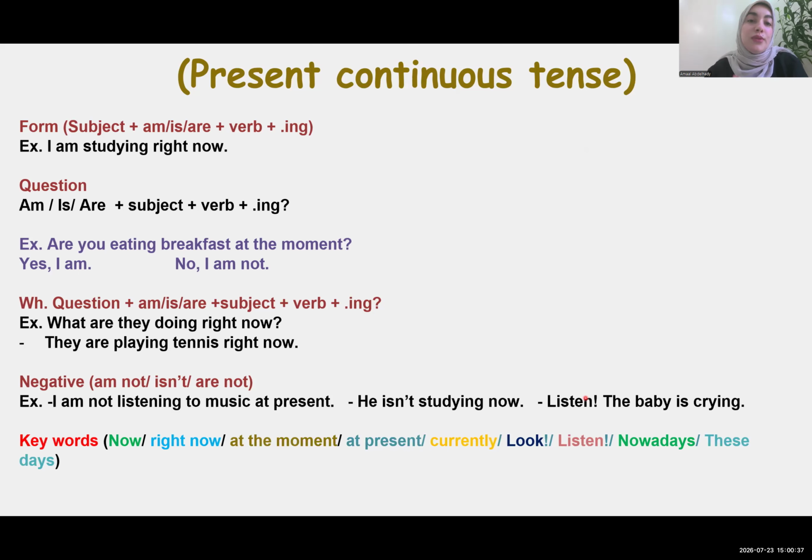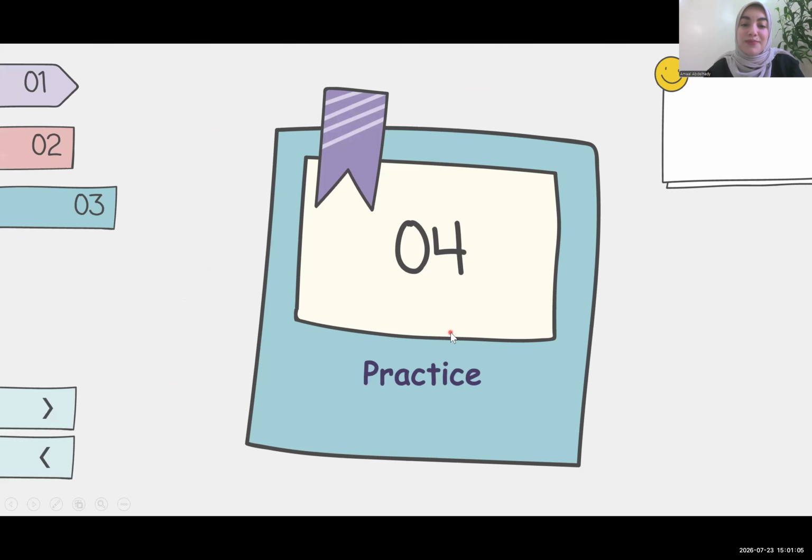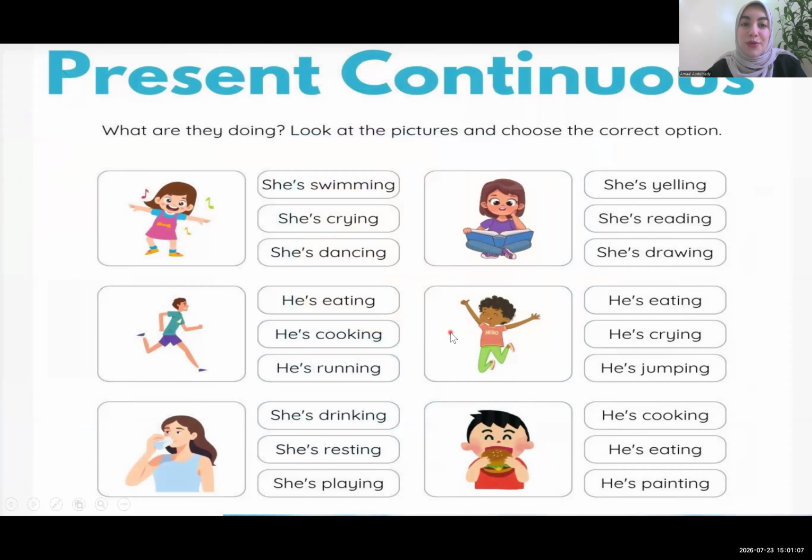Now let's move to this important part. What are the keywords of this rule or this action? When we see these words, we know that this sentence is in the present continuous tense. For example, now, right now, at the moment, at present, currently, look, and listen, nowadays, these days. Is it easy? Great. Now let's answer some questions together about the present continuous tense.